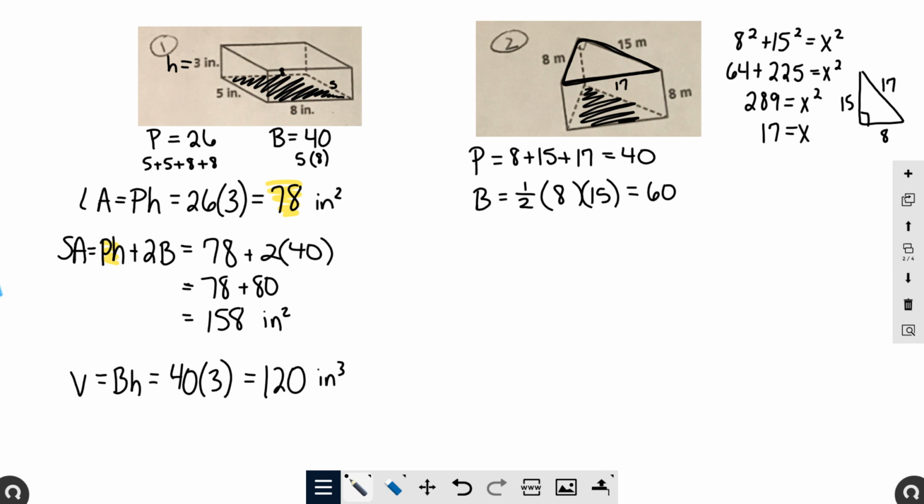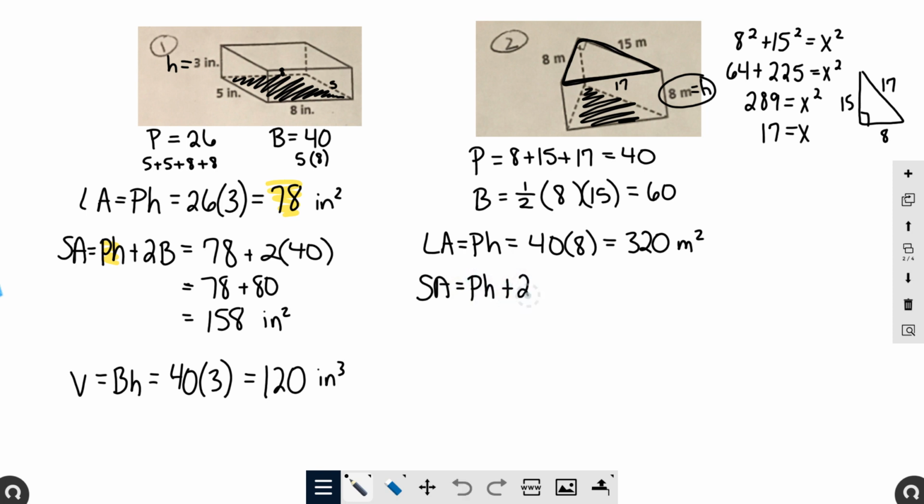Now the last thing we need for our formulas is the height. So the height is the distance from base to base, which would be 8. This is our height. Now we can plug them in the formulas to figure out our lateral area, surface area, and volume. So lateral area is PH. So P is 40 and H is 8. What is 40 times 8? Good, 320. And don't forget units on it. Meters squared. Good.